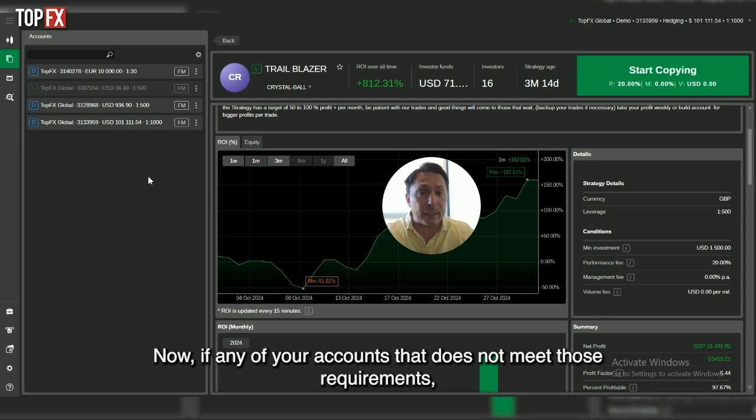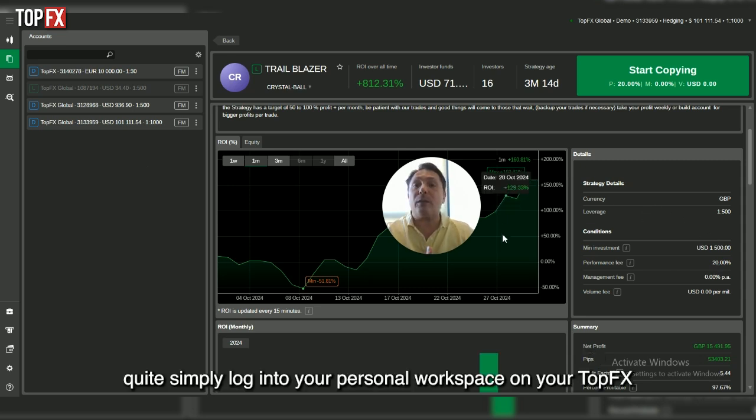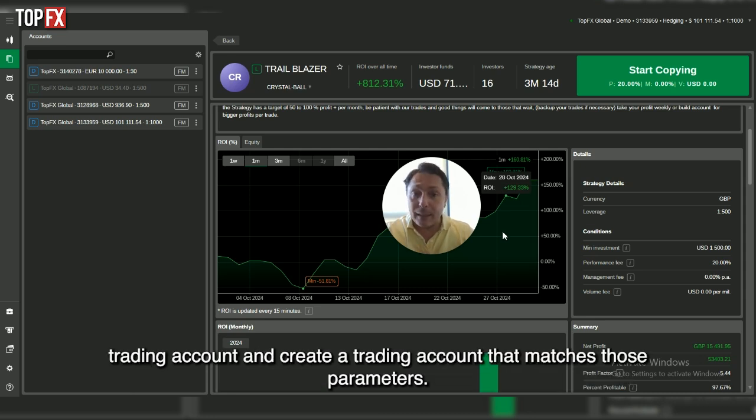Now, if any of your accounts does not meet those requirements, quite simply log into your personal workspace on your TopFX trading account and create a trading account that matches those parameters.